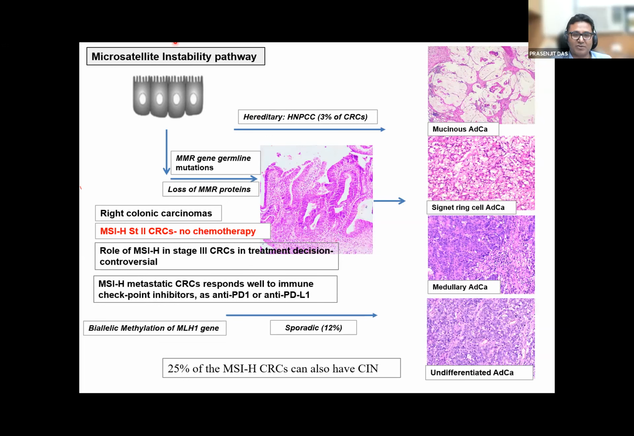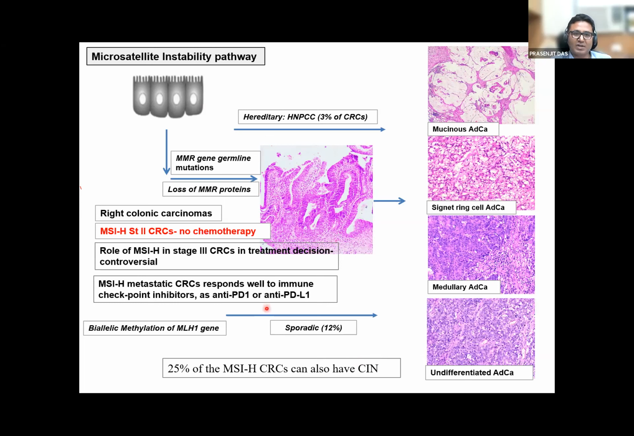But don't think that all these pathways I am mentioning are exclusive. For example, in the CIN pathway also, of the tumors which have chromosomal instability, 25% can also show microsatellite instability. So microsatellite testing nowadays is becoming universal. Now, the serrated carcinoma pathway.